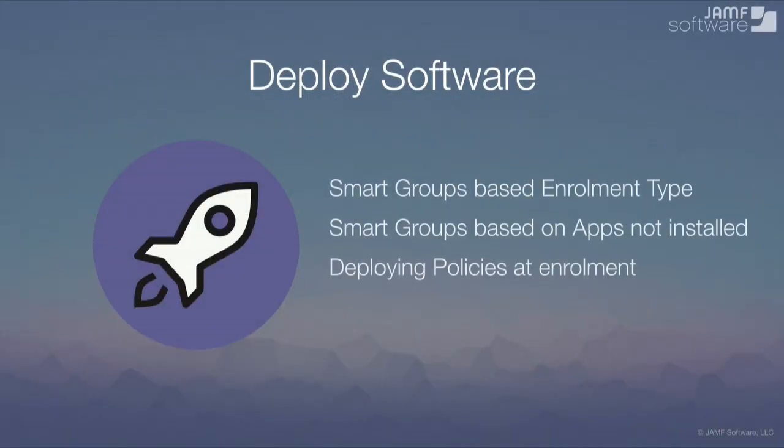So the profile types, when I was talking about the DEP stuff, I was saying that you can break them up and make different pre-stage enrollment profiles based on sales, whatever department they're going out to. Those can be used as smart groups. So their enrollment type can be pre-stage enrollment equals sales. Then if you want to deploy software out to them after they've enrolled, you can base it on that smart group.